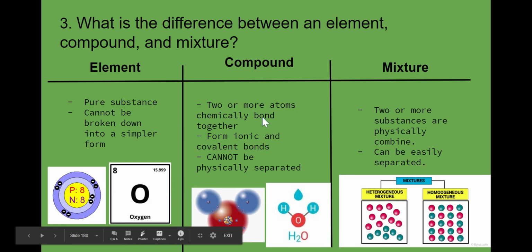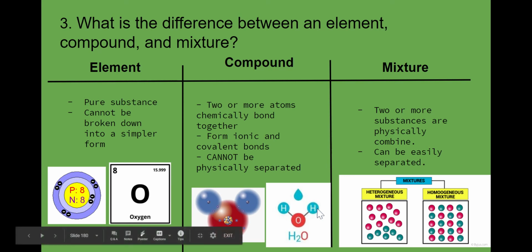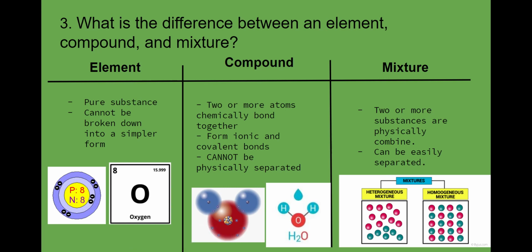A compound, we have 2 or more atoms that are chemically bound together. And that's a key word here is chemically. They're not just lingering by each other. They're chemically bound together. We know that they form ionic and covalent bonds, and you cannot physically separate it. I cannot just tug on hydrogen and oxygen and pull it apart and get water. You have to chemically separate them.